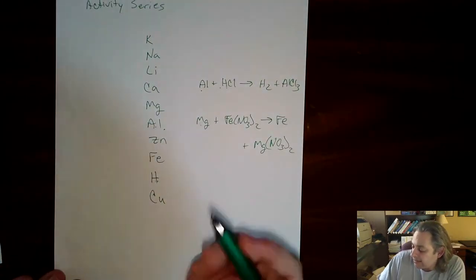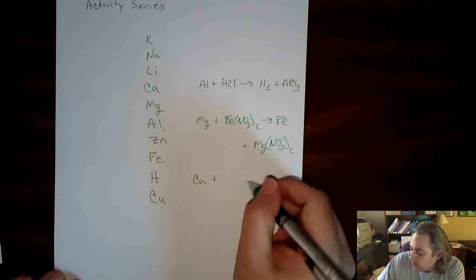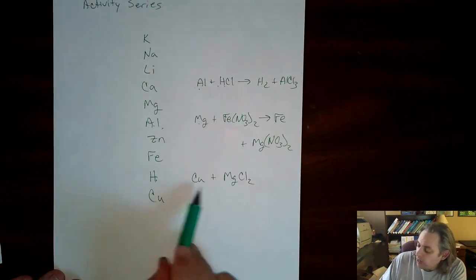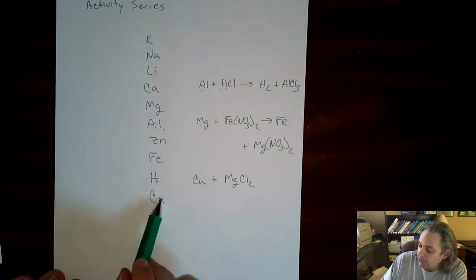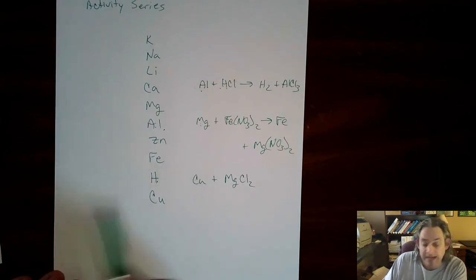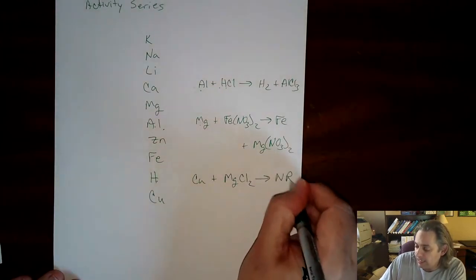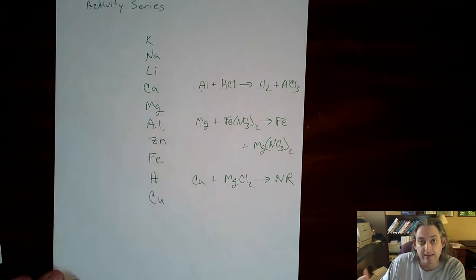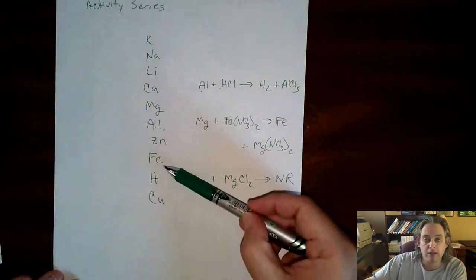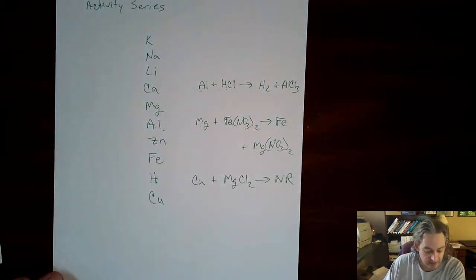Now let's say we had, for example, copper. So we want to react copper with magnesium chloride. Copper is below magnesium, so copper isn't reactive enough to kick out magnesium. So in this case, there would not be any reaction that would happen. So for a single replacement reaction, the element has to be above the element that it is trying to kick out for it to actually react.